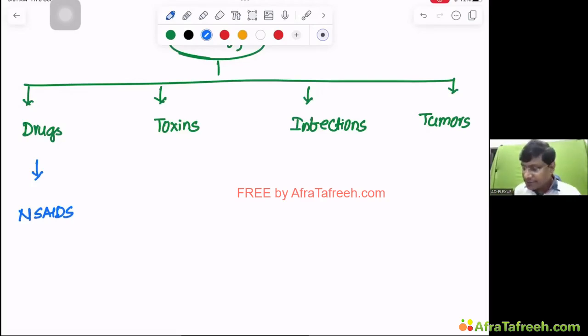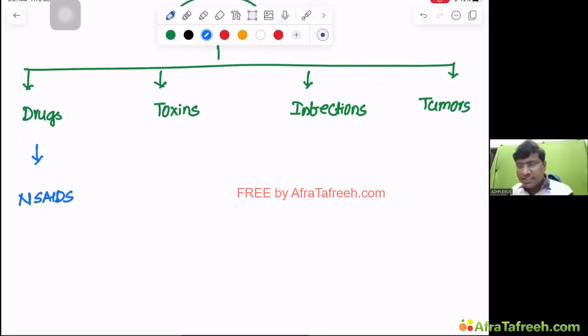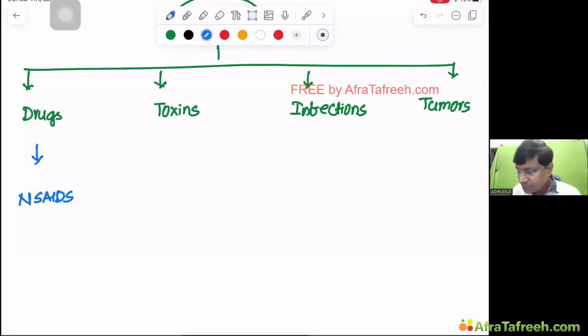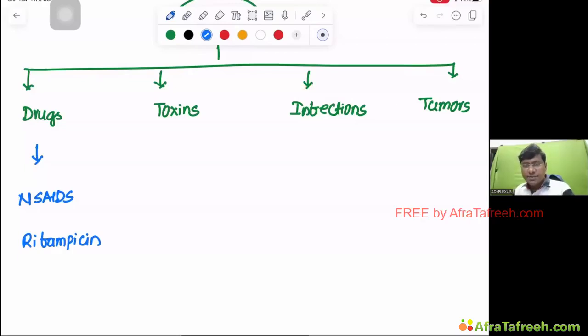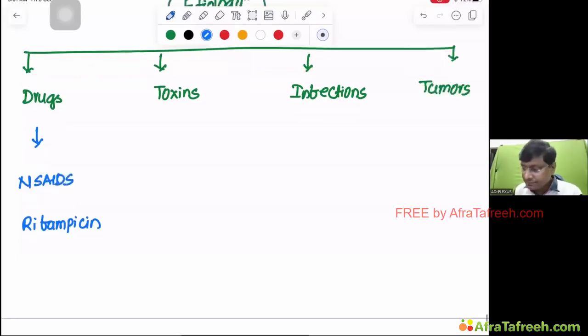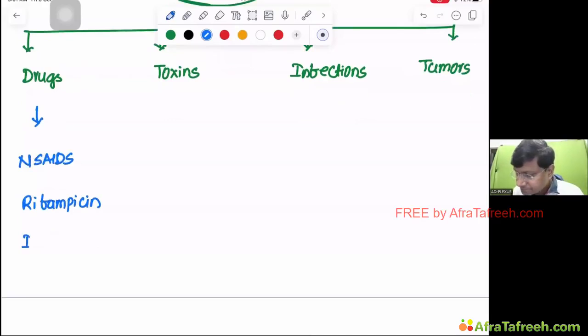The other important one: what is a condition where you will have orange colored urination? That is rifampicin. You'll have the orange colored urination.